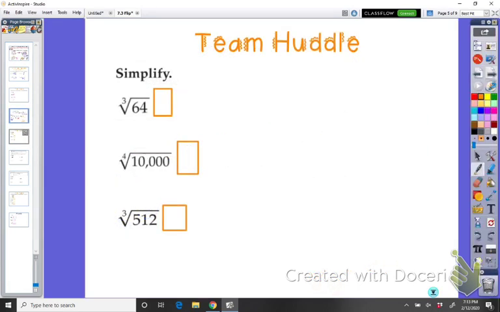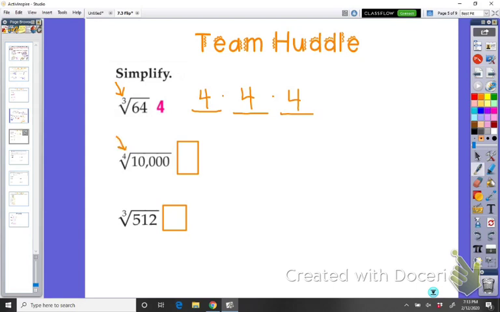And then we have our team huddle here. So you can pause the video again or think about these. So I need a number times itself 3 times in a row is 64. Or you can break it down into a factor tree. But this is going to be 4 times 4 times 4. So the cubed root of 64 is 4.